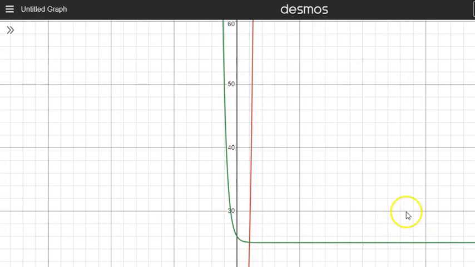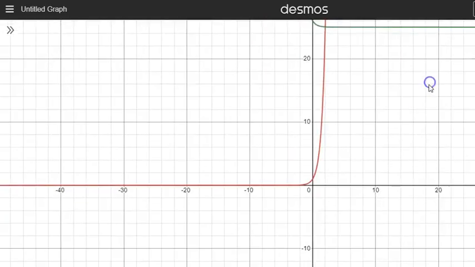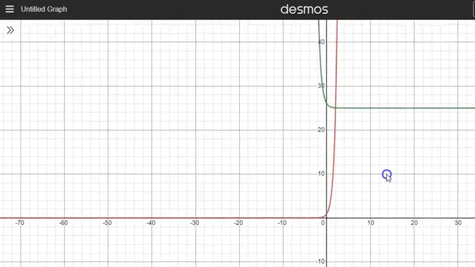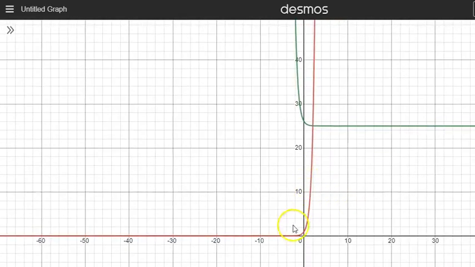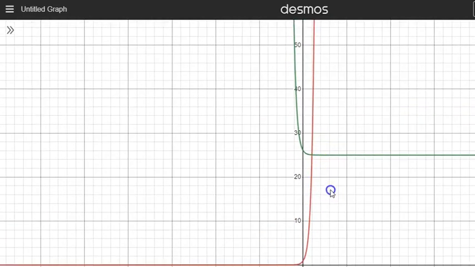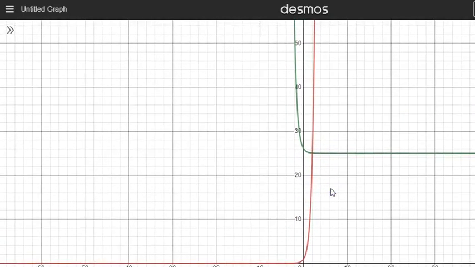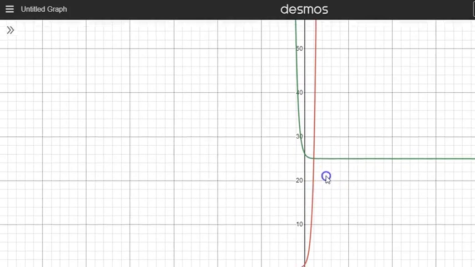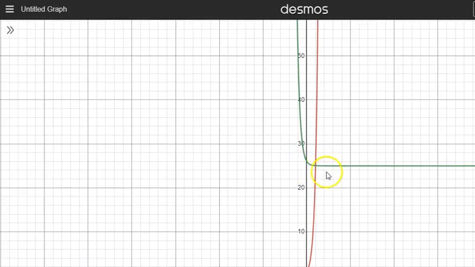For our range, we look at our y values, what it can possibly be. And we see that in our original non-transformed function, it has a range from 0 to infinity. And in our transformed function, because we shifted upwards 25 units, we now have a range of 25 to infinity.